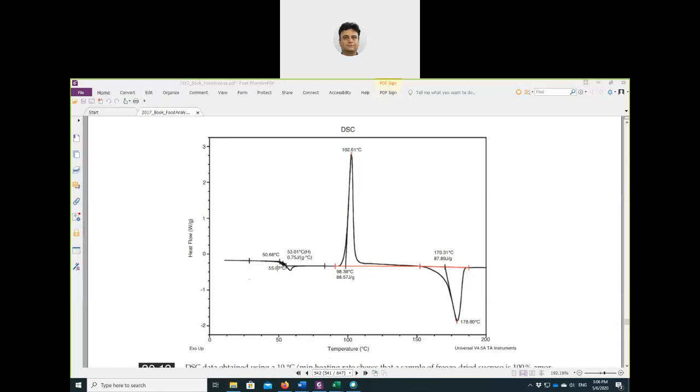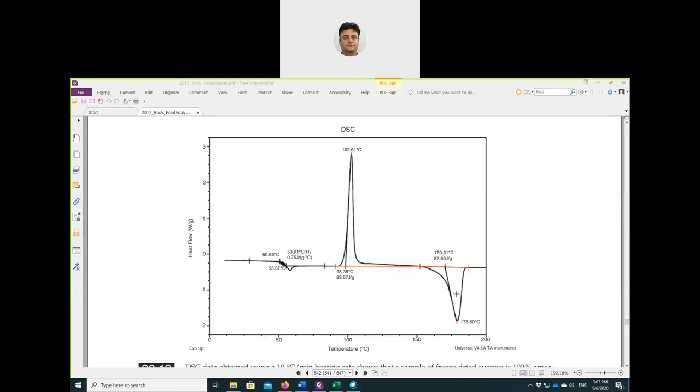Okay, how can we detect which transition will occur? I just mentioned this. This is the glass transition temperature here. This is one glass transition temperature here. Crystallization occurs here, and one melting we have here.